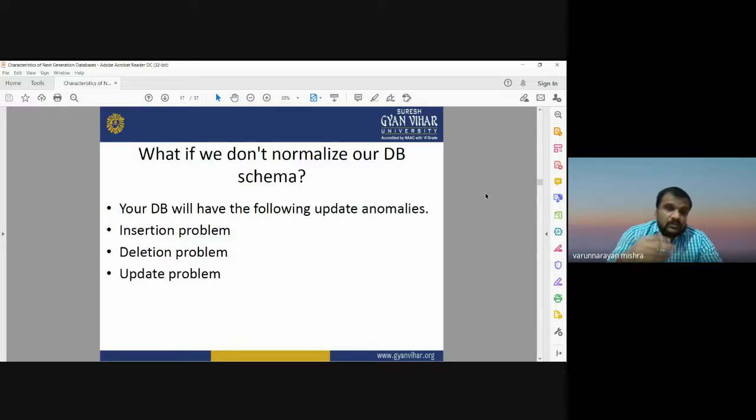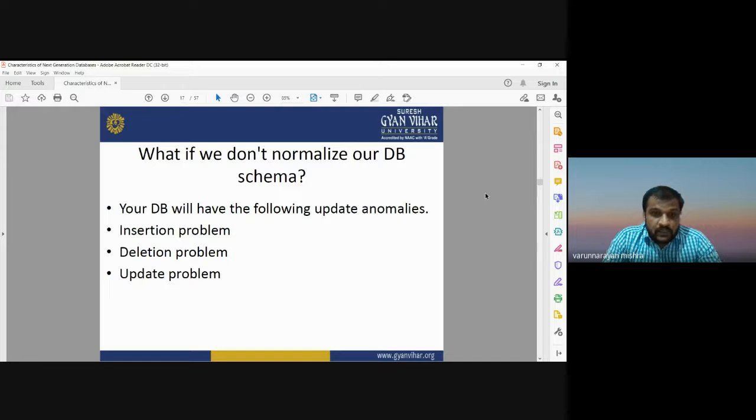If you are not normalizing your database, and you have started your database schema without the normalization process, then the database will have the following anomalies. It may have an insertion problem, a deletion problem, and an update problem. Insert, delete, and update are the operators of the data manipulation language, which includes the insert, delete, and update processes.